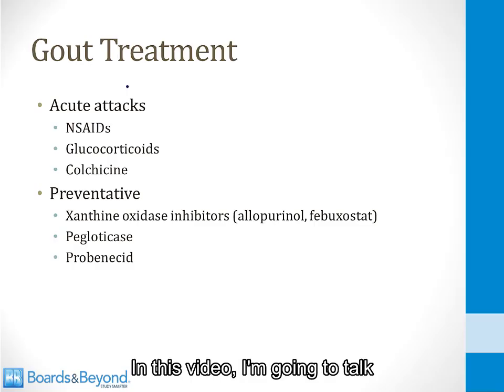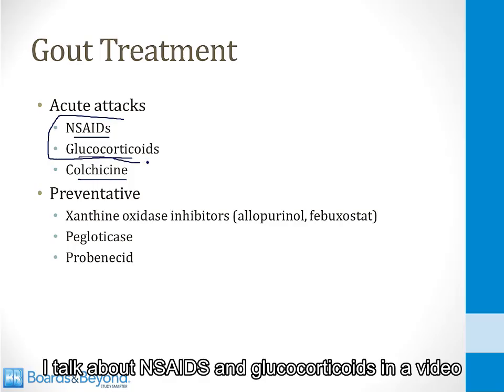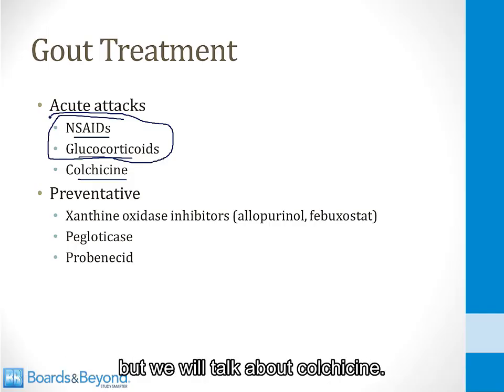In this video I'm going to talk about the treatment of gout. Acute attacks of gouty arthritis are treated with NSAIDs, glucocorticoids, and colchicine. I talk about NSAIDs and glucocorticoids in a video in the immunology section and I won't review those here, but we will talk about colchicine.